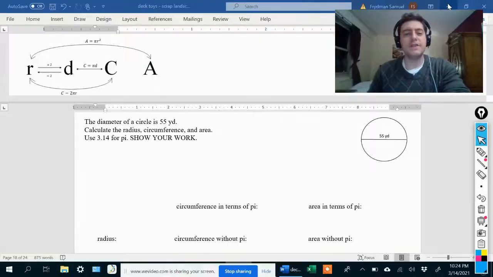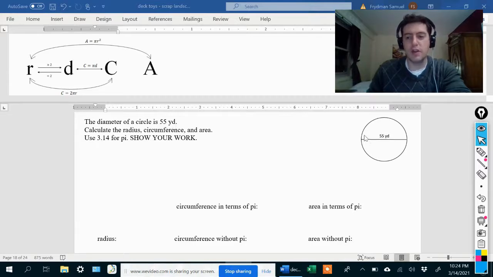Hi everybody, in this video we are going to calculate the radius, circumference, and area of a circle given the diameter. So here's the problem. The diameter of a circle is 55 yards. Here we see a picture of a circle, and we're going to pretend that the diameter, which is obviously very small on the screen, is 55 yards long.